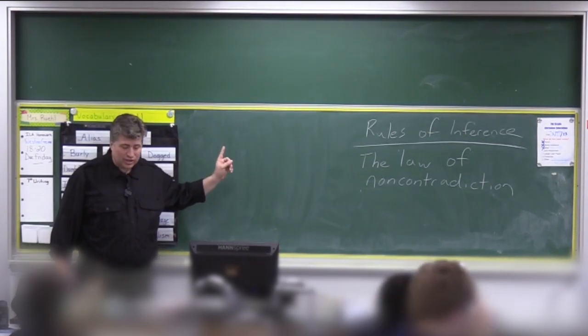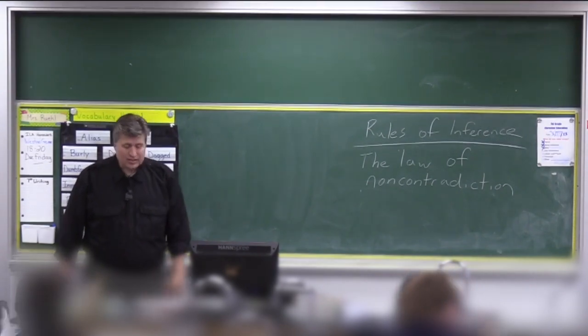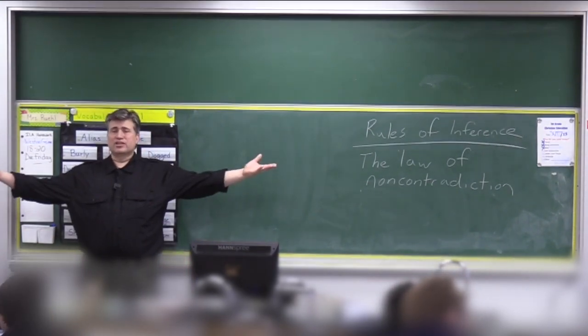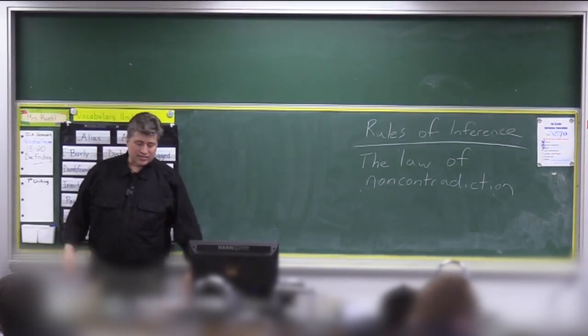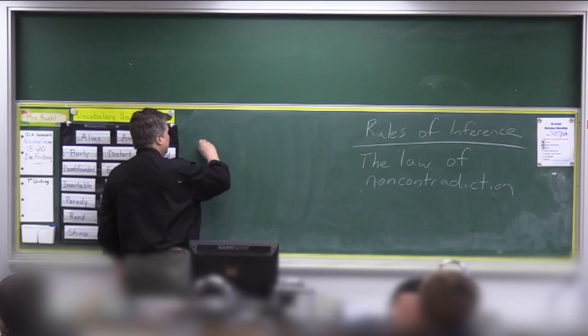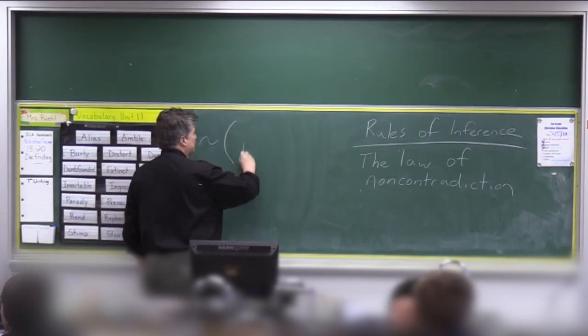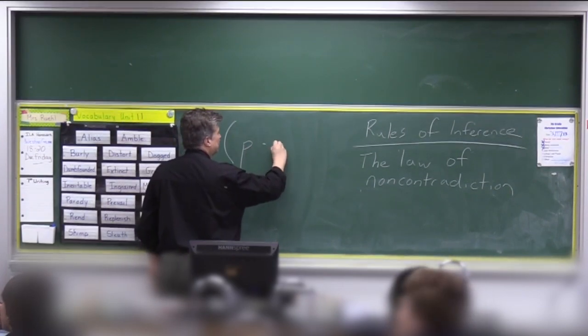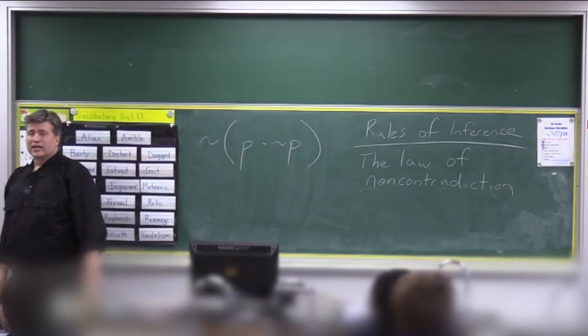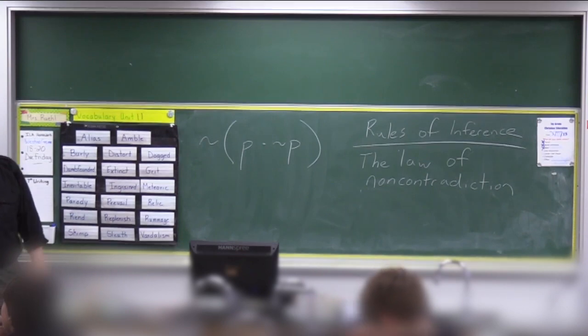Let's get through the law of non-contradiction, all right? The law of non-contradiction says that two contradictory statements cannot both be true at the same time and in the same sense. If I were to do this symbolically, it means not, and then we put a parenthesis, P and not P. That's the law of non-contradiction in symbolic form. What does that mean?